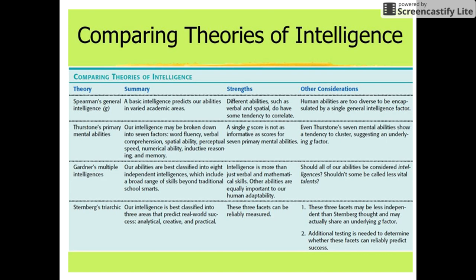Howard Gardner talked about the 8 different multiple intelligences. Sternberg talked about the triarchic theory, where you could be smart in 3 different ways: academic, creativity, and practical.